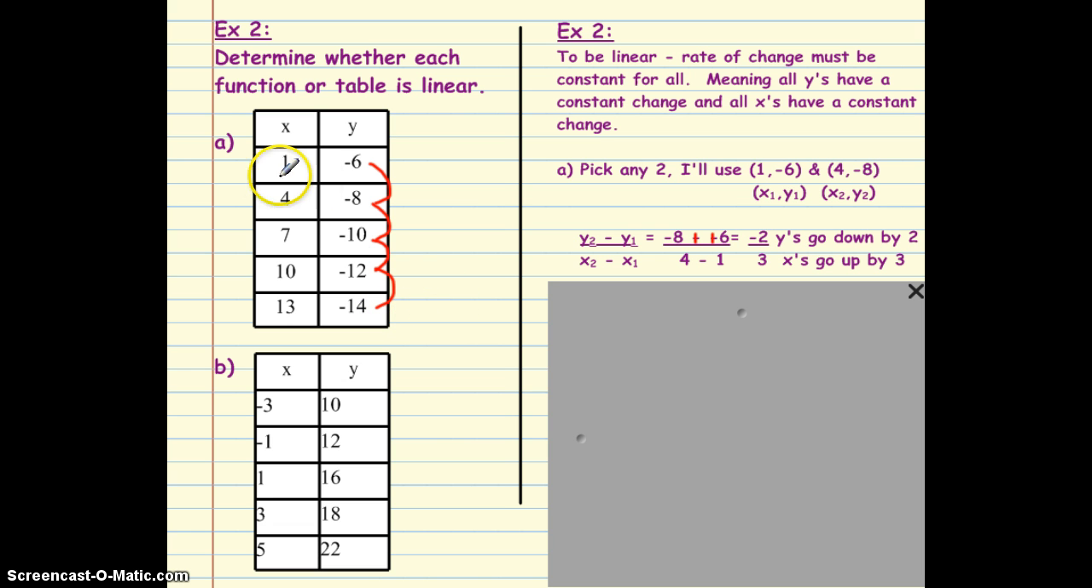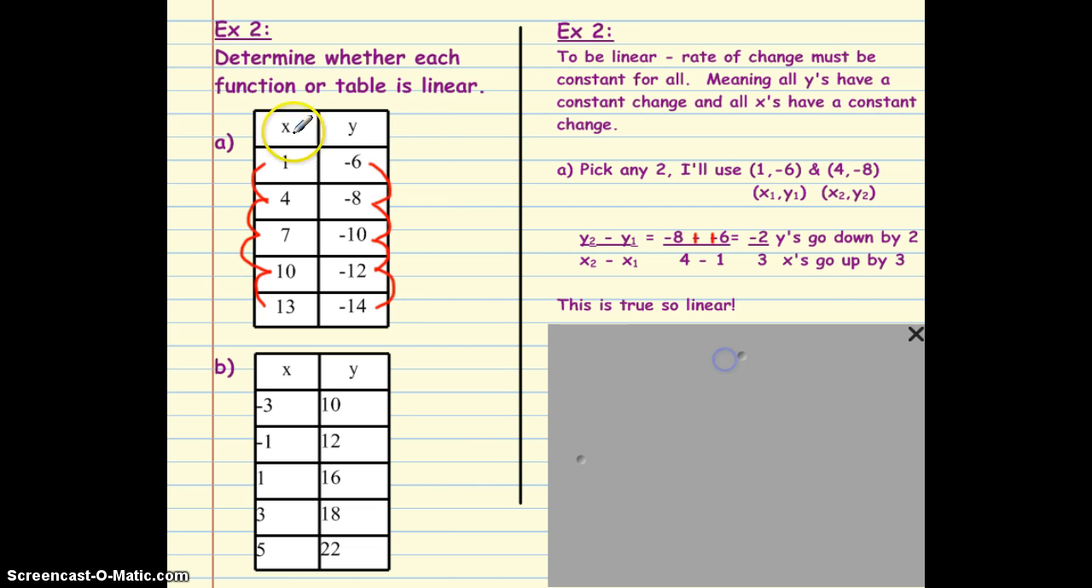Checking our x's, going up by 3. Yes, 1 plus 3 is 4. 4 plus 3 is 7. 7 plus 3 is 10. And 10 plus 3 is 13. So, yes, this table is linear.